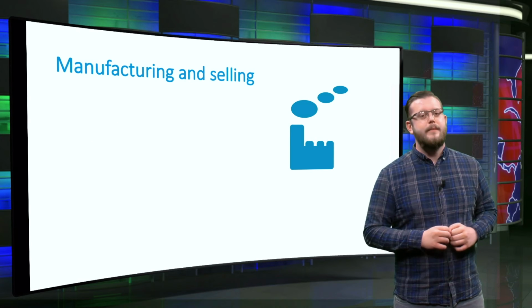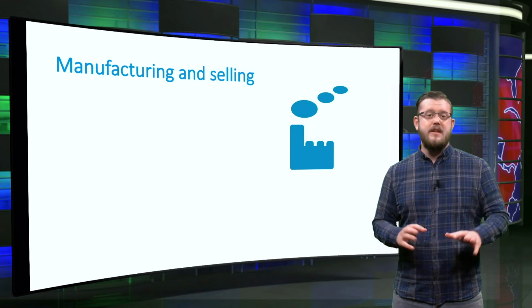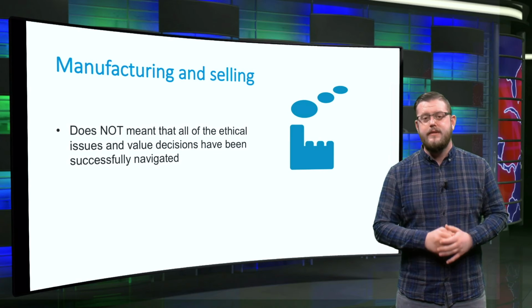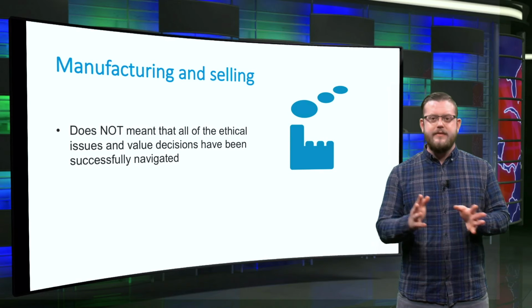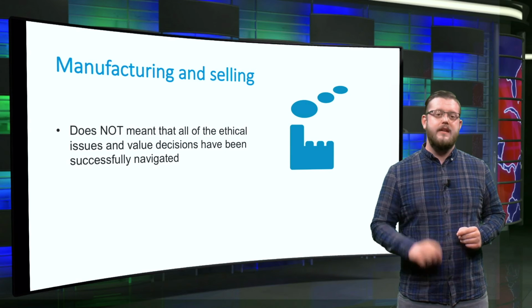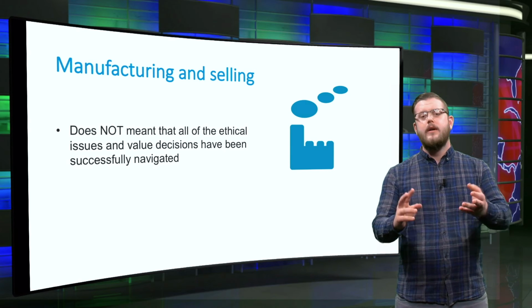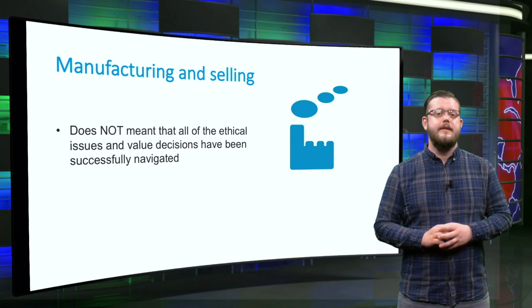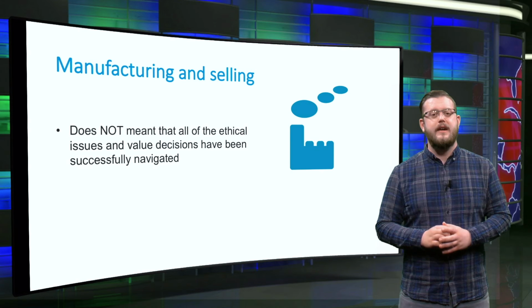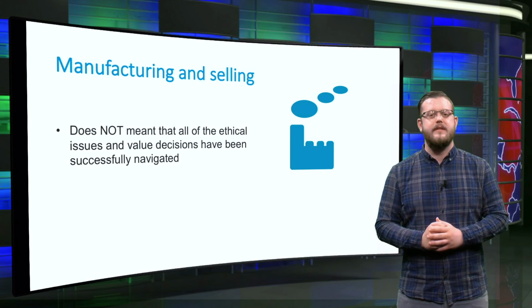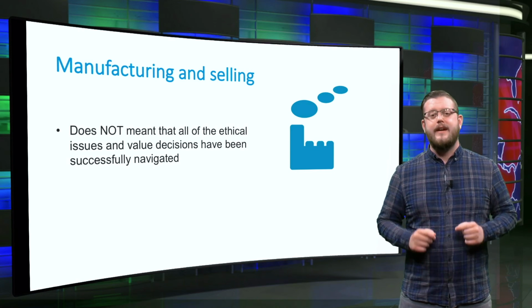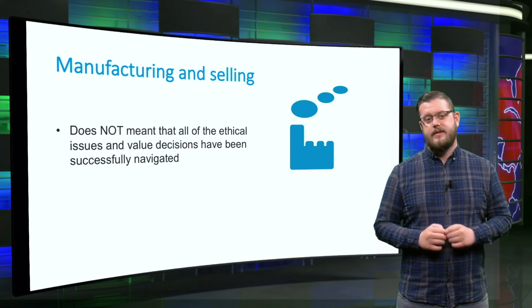Finally, it's time to manufacture and sell the technology. Just because this is the end of the design phase does not mean that all of the ethical issues and value decisions have been successfully navigated. Some of the most visible problems arise at this stage. For example, where and how will the device be produced? Just ask Apple about its choice to produce iPhones using cheap labor in China who work in terrible, dangerous conditions. This may save the company and consumers money, but the trade-offs are ethically problematic at best.